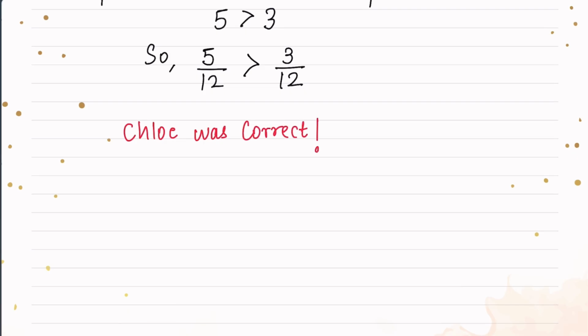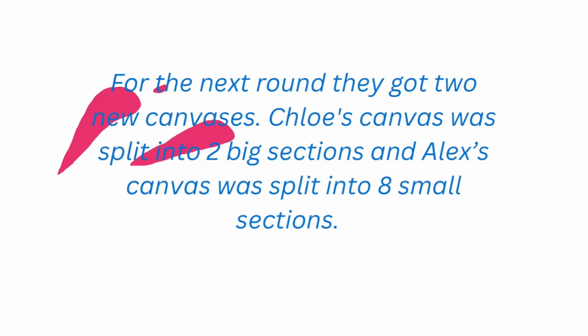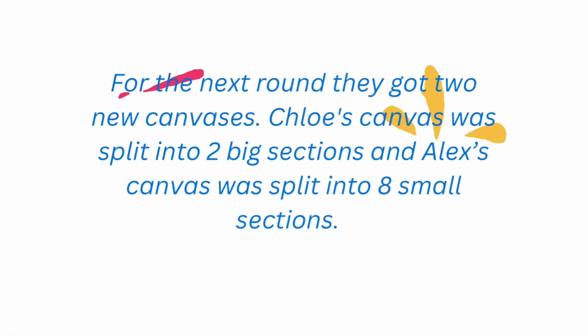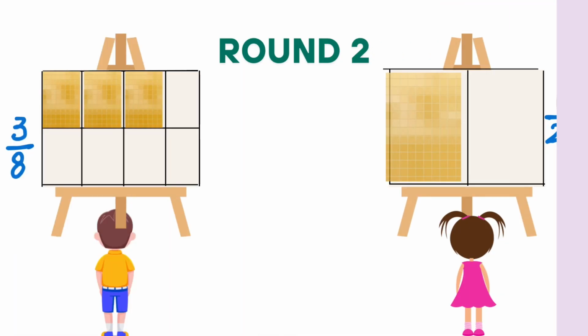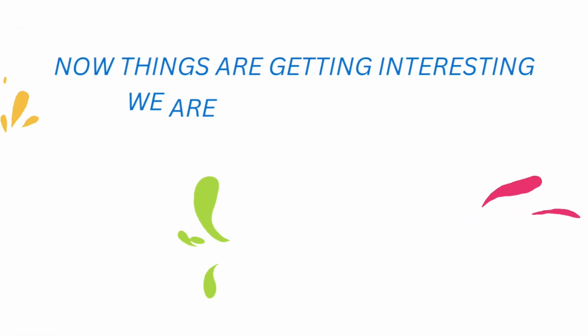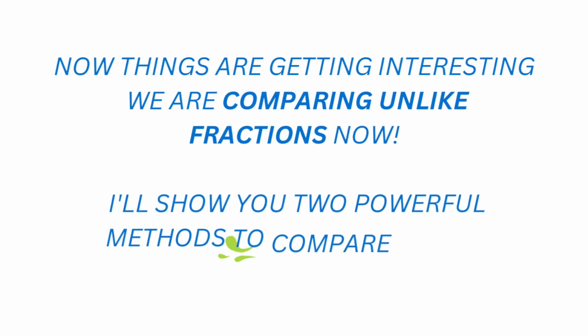But what happens when the pieces aren't the same size? For the next round, they got 2 new canvases. Chloe's canvas was split into 2 big sections and Alex's canvas was split into 8 small sections. Now things are getting interesting. We are comparing unlike fractions. I'll show you 2 powerful methods to compare unlike fractions.